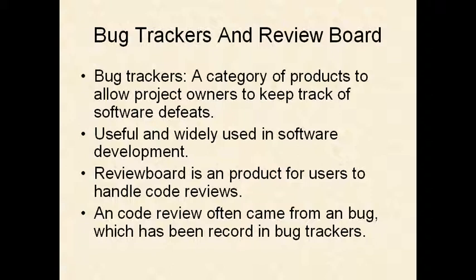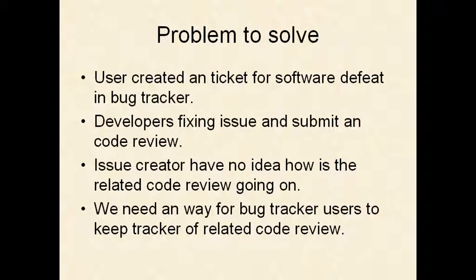Reviewboard is a tool for developers to handle code review, and there's a relationship between a code review and a bug. Usually, if there's a code review, it's because there's a bug. If a user of the software finds a bug, they submit a ticket in the bug checker. Then the project owner will see the bug, create a task and assign it to a developer. So the developer does some code fixing and submits a code review.